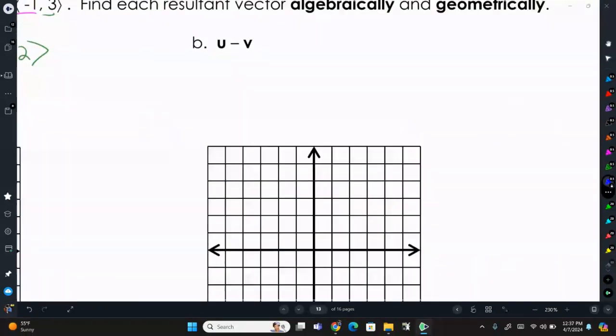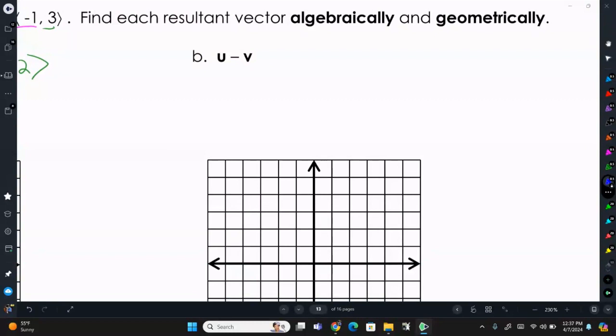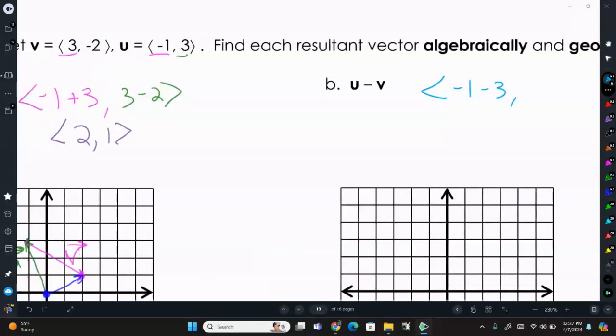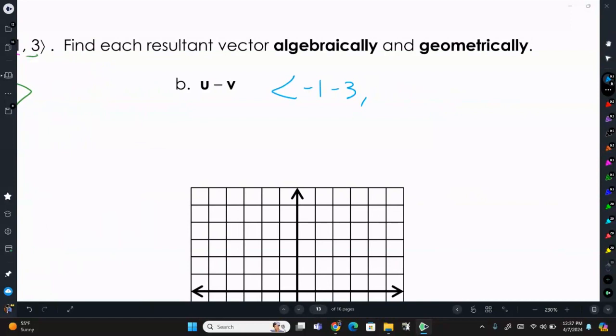So now letter B, u minus v. Okay, so we're going to start out with u, which is -1, comma, 3, and we got to subtract v. So -1 minus 3, comma, what was u again? So 3 minus -2. So that's going to be -4, comma, positive 5.